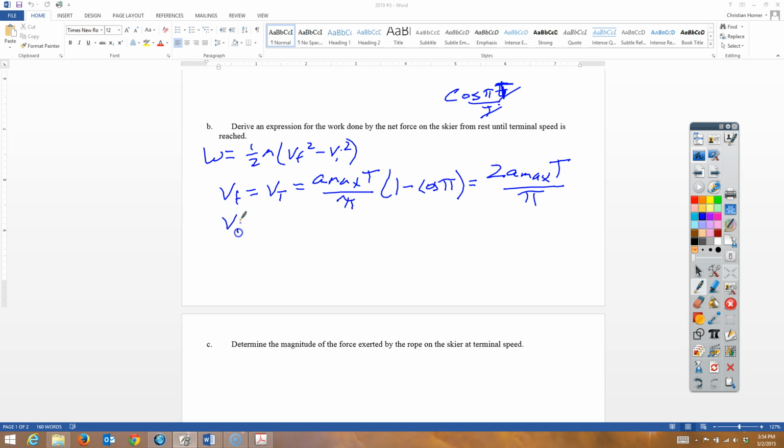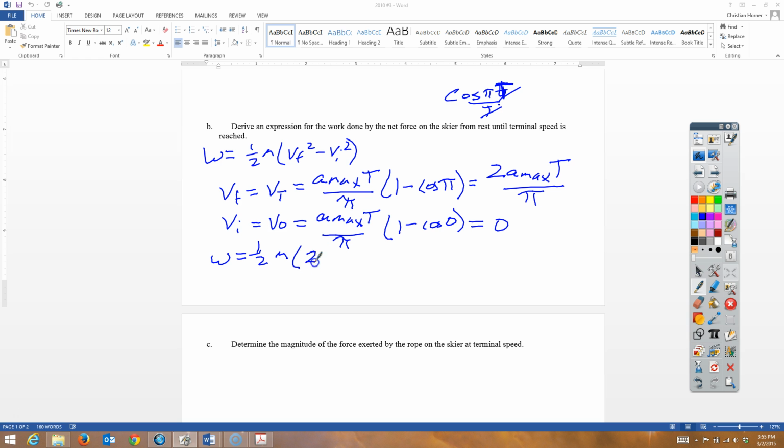We need to look at the initial velocity, which is v0, because it is 0, and that's equal to a max times capital T, and that is over pi, times 1 minus the cosine of 0. And now this is going to be equal to 0. So in the end, we're going to say work is equal to 1/2 of the mass. And then here we need to do the final velocity squared. So our final velocity is this equation. We don't have any original velocity, so we don't worry about it.